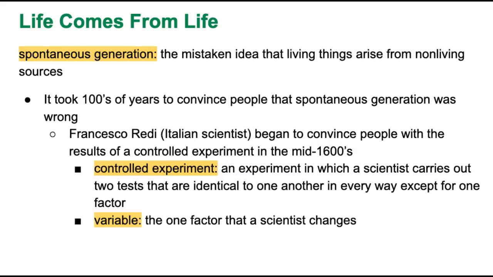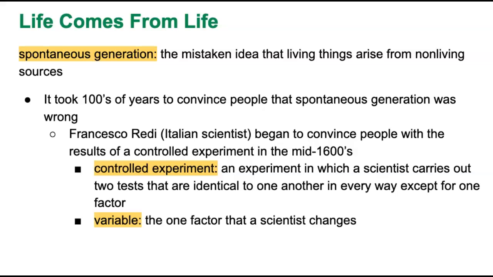The very first person to start convincing people that this is not how things work was an Italian scientist named Francesco Redi. He designed a controlled experiment in the mid-1600s that helped people to understand that fruit flies, or flies in general, did not come from decaying meat. People thought that flies arose spontaneously, randomly out of meat. That was where they came from. And so if you got rid of meat, you got rid of flies. Not exactly the case, right? And Francesco Redi's controlled experiment helped to prove that.